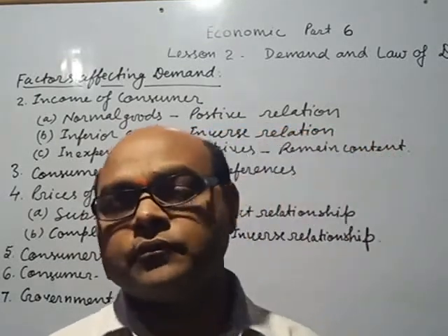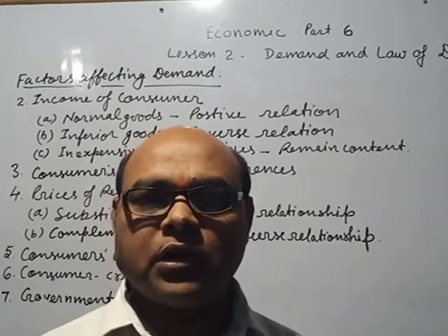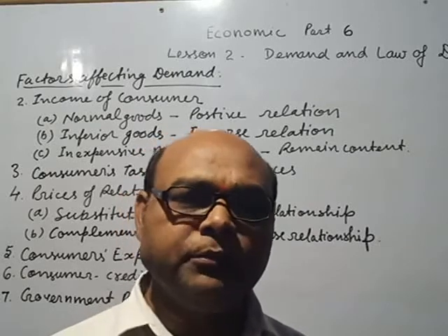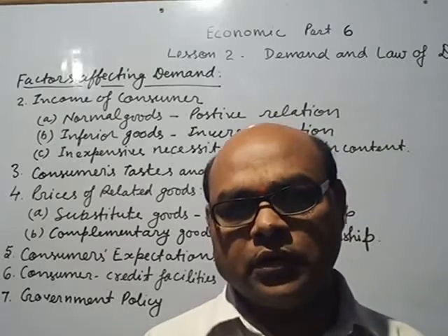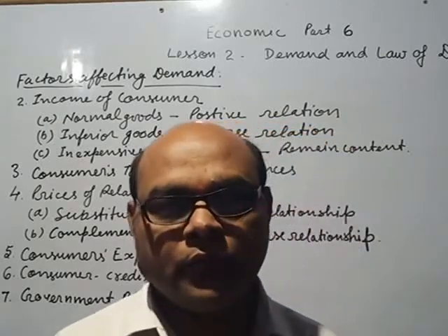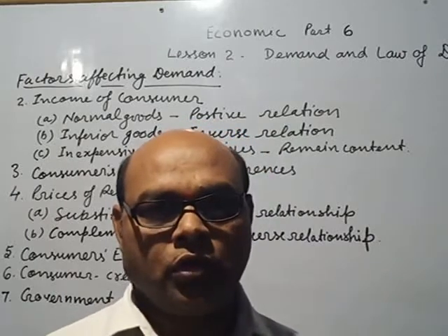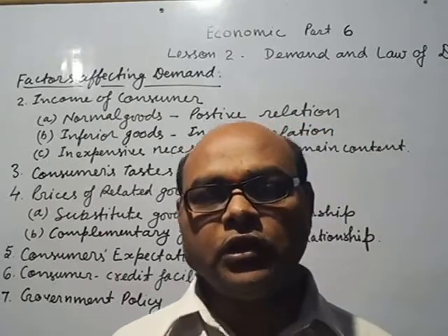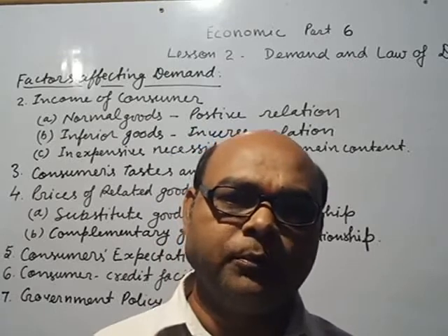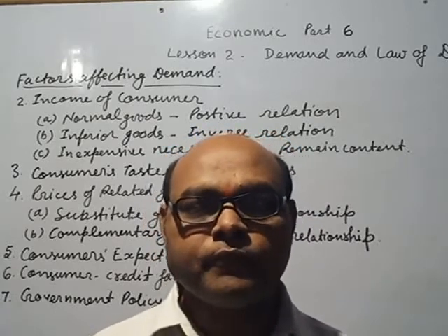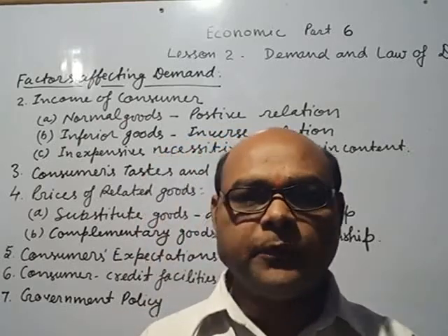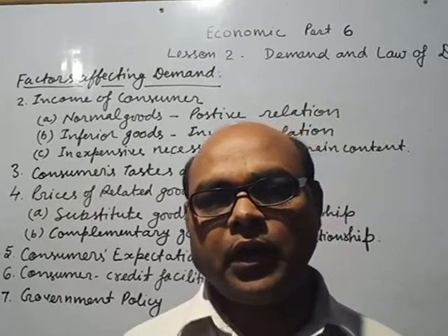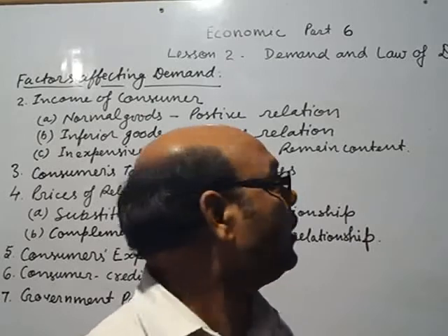For example, you can understand if the consumer's income is 10,000 per month and the consumer is consuming 1 liter of milk in his family. Now, if the consumer's income has increased to 40,000 per month, he will also increase the consumption of milk, to 2 liters per day. So as the income of the consumer increases, the consumption of milk also increases. This is a positive relation.